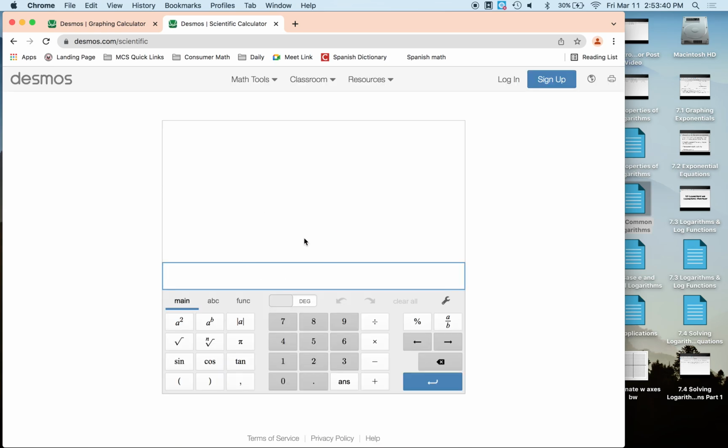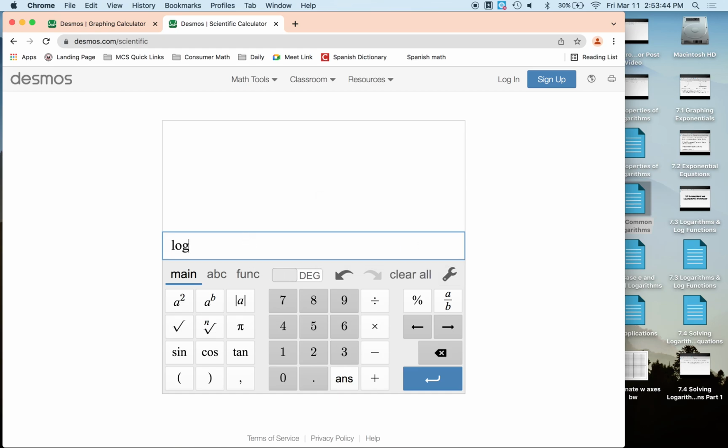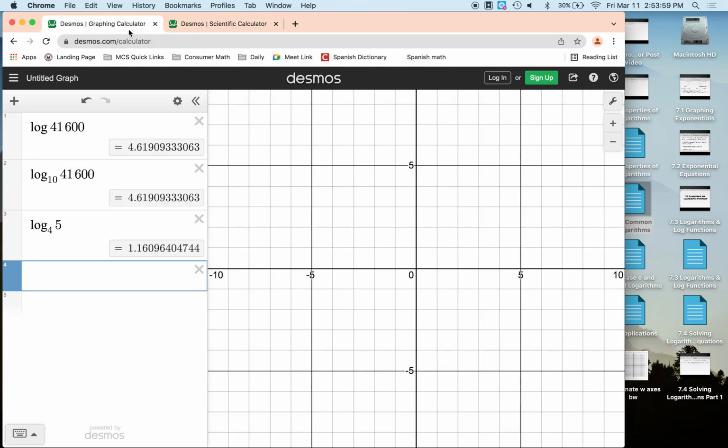And this is how most calculators have been for a while, up until the last 5 or 10 years. So log of 10 or log of 25, this calculator can handle that, but it can't handle log base 4 of that. It gives you an error.